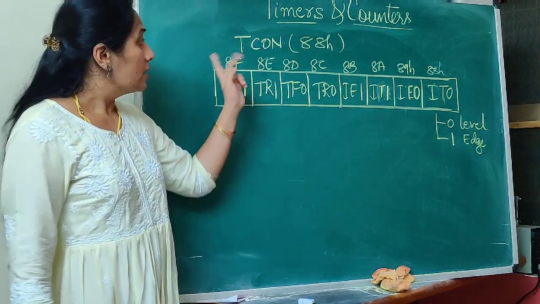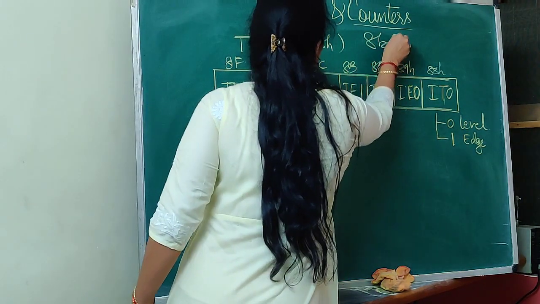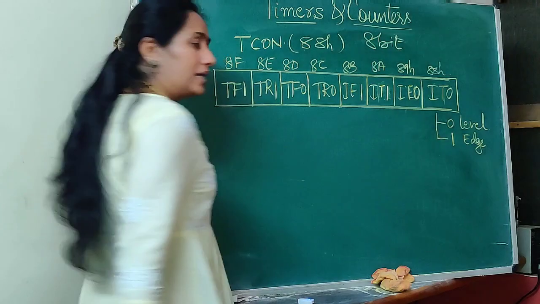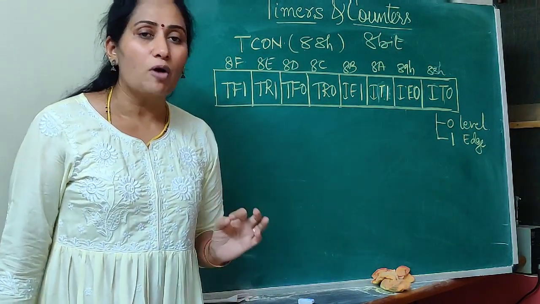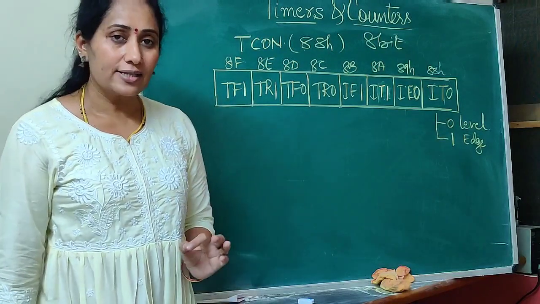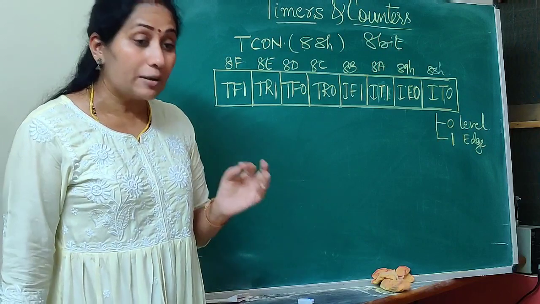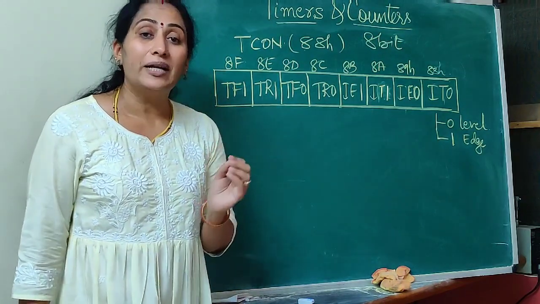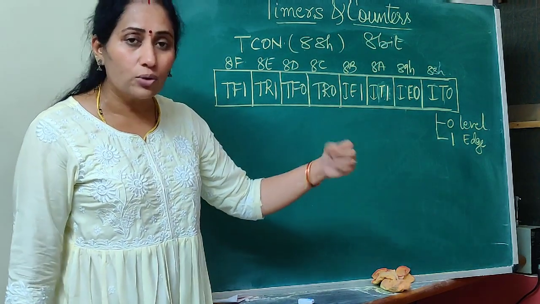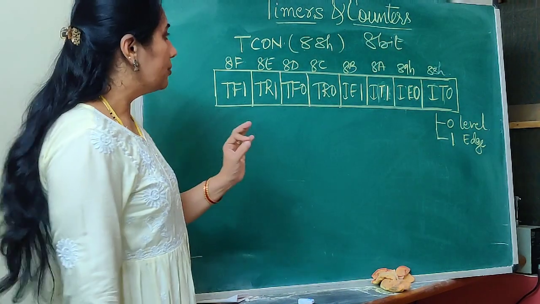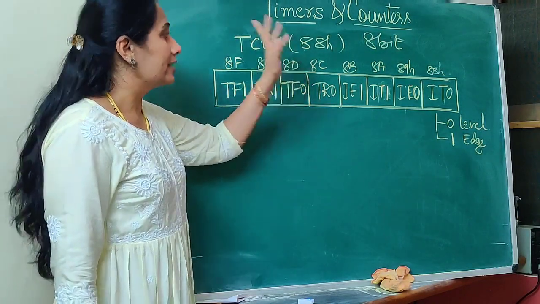TCON register. This particular TCON register is an 8-bit register and it is bit addressable, unlike TMOD. TMOD is byte addressable, whereas TCON is bit addressable. That means I can use the set bit or clear bit instructions, either to set a single bit or to clear it. That is bit addressable, the timer control register.